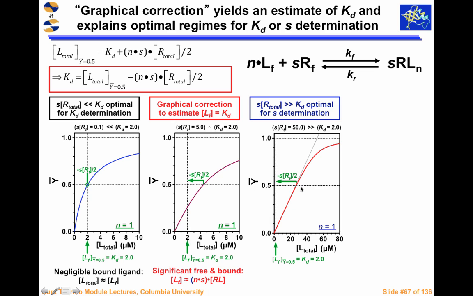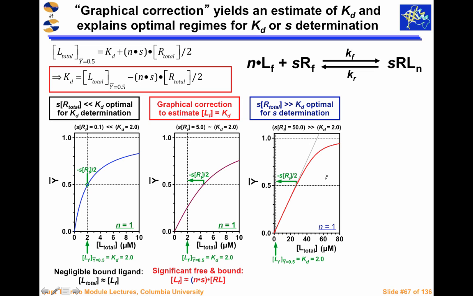At 50% saturation, the total ligand will still be the free plus the bound. With 50 micromolar receptor, 50% saturation needs at least 25 micromolar ligand to half-saturate the receptor. We need exactly 25 micromolar to occupy half the binding sites, plus Kd worth of free ligand, right? And so if we do the graphical correction here, we're going to subtract out 25. That brings us back to the free ligand concentration at 50% saturation. That's Kd. That's still 2, right?